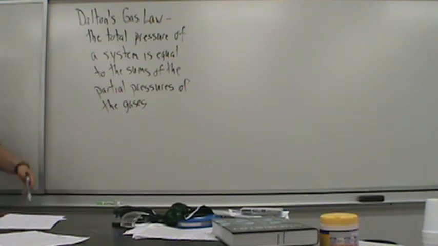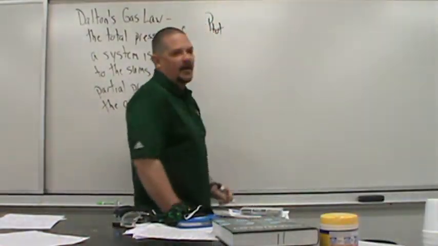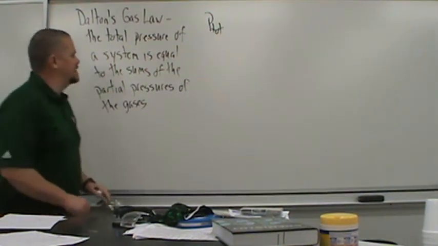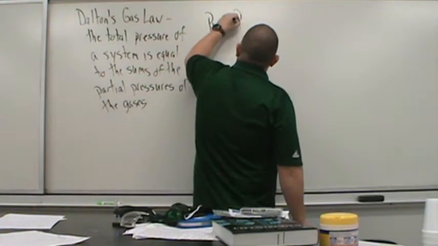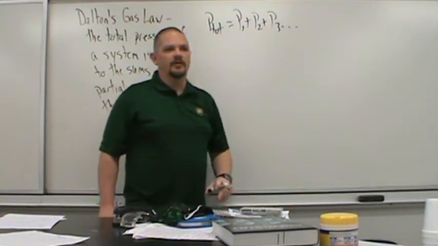All right, so how do we write out the formula for Dalton's Law? Well, we kind of follow it. It says total pressure of the system, P total, is equal to the sum of the partial pressures of the gases. Equal to P1 plus P2 plus P3, and so on and so forth.